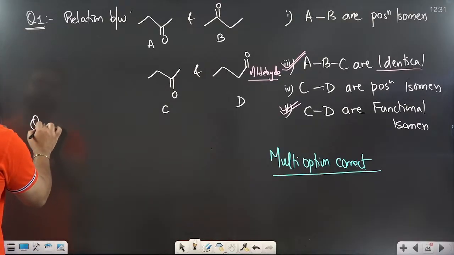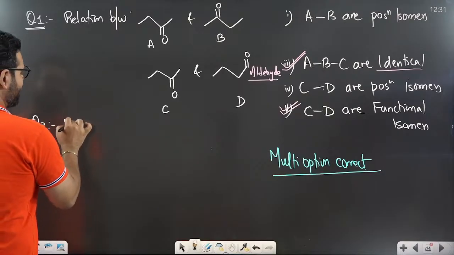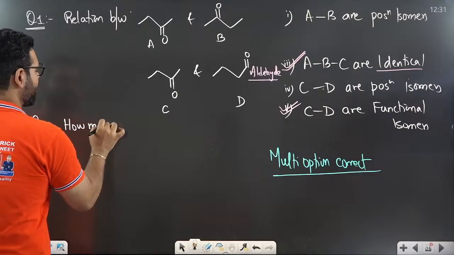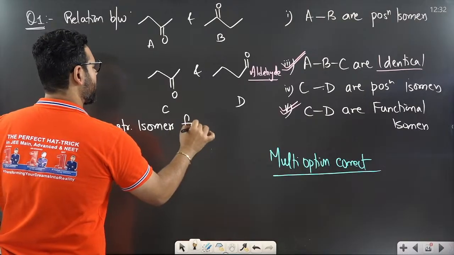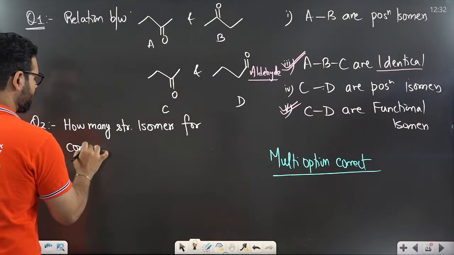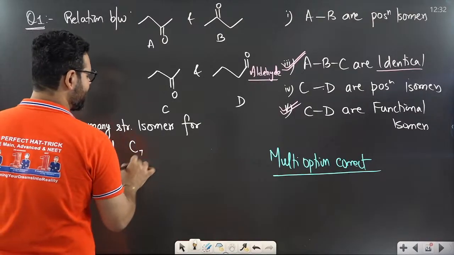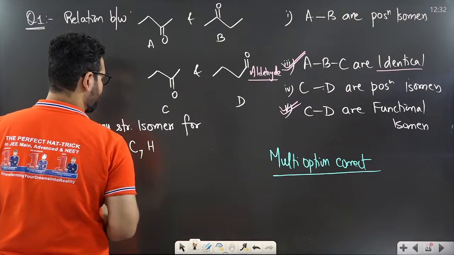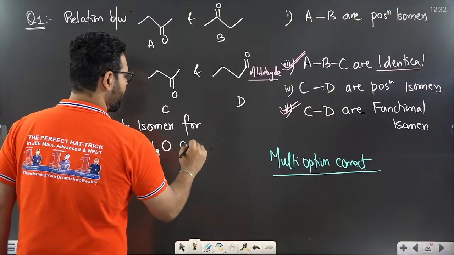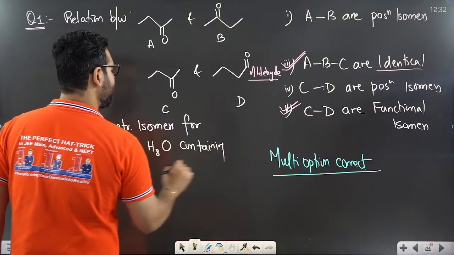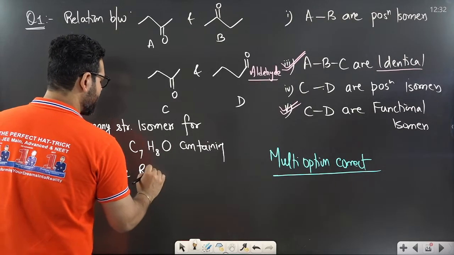Okay, next question, question number 2. Be careful and do this one. How many structural isomers are possible for the compound C7H8O containing a benzene ring? Containing a benzene ring.